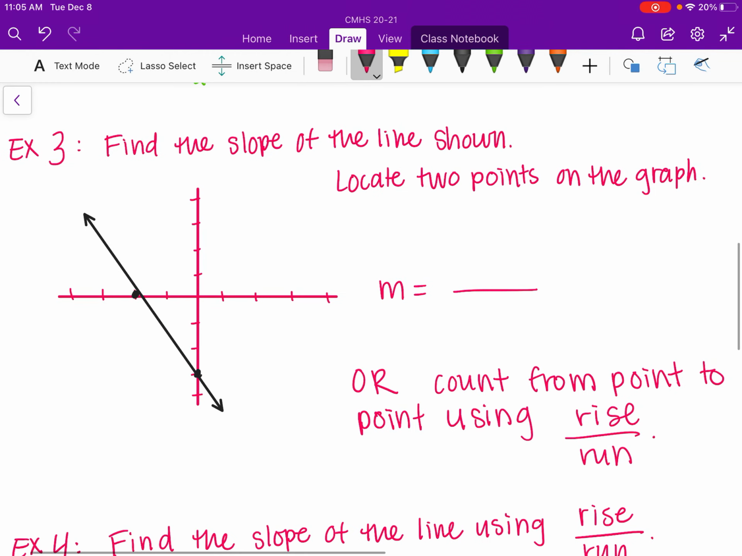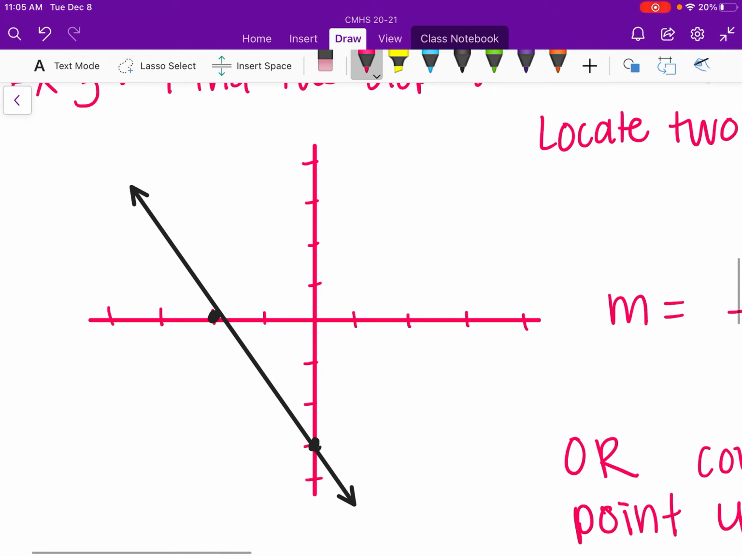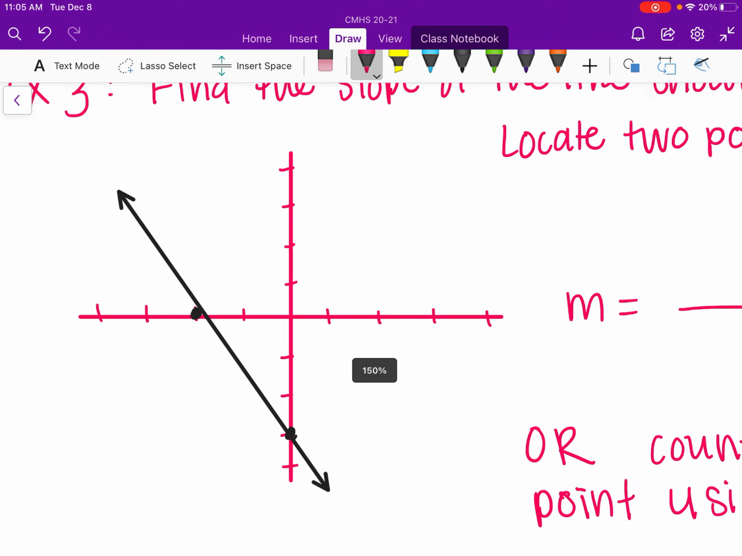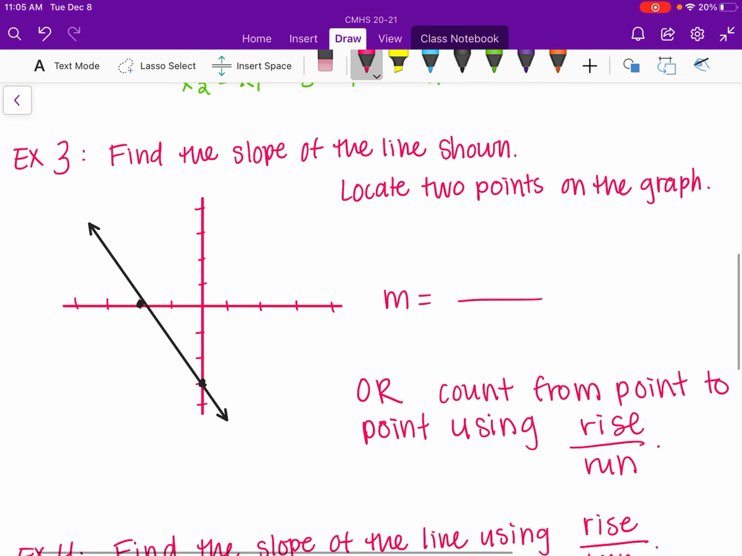So example 3 has a line, and it says find the slope of this line. It would be a good idea to copy this into your notes. This would be a good time to pause and just copy it down. I have 2 points already there that should help you connect the dots.